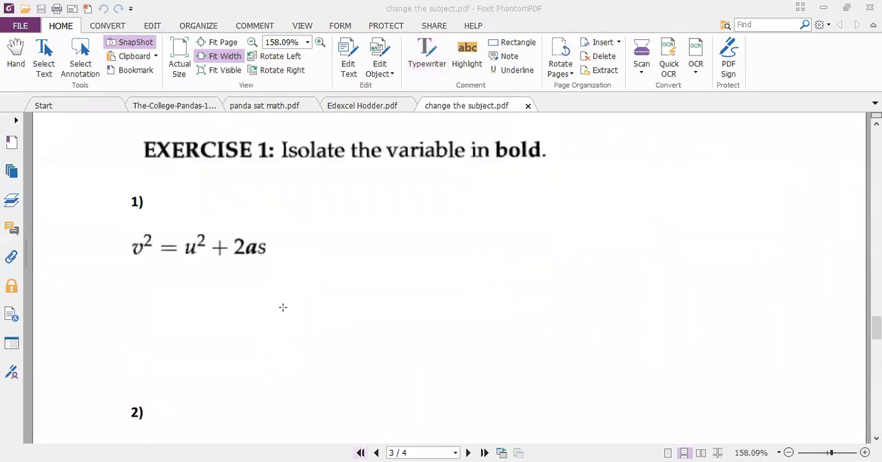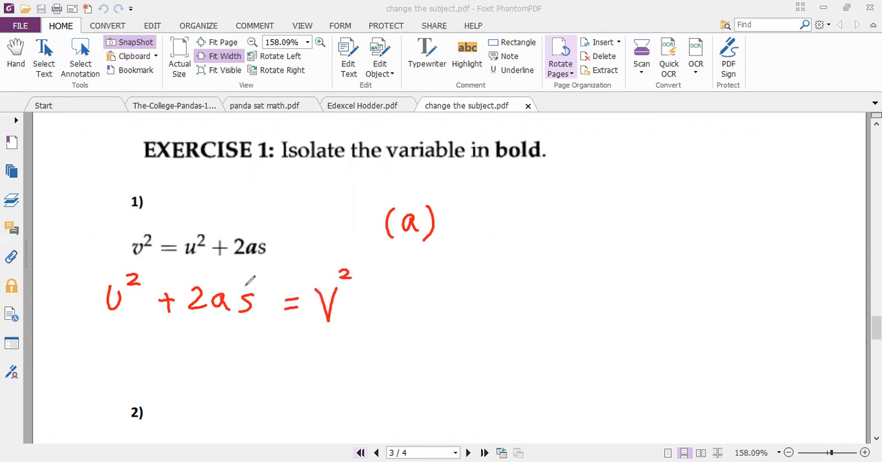I want to make the letter written in bold, which is A, the subject. And I have this equation, v squared equals u squared plus 2as. I want to make a the subject. So switch sides, u squared plus 2as equals v squared.